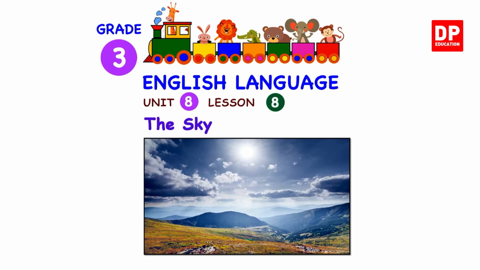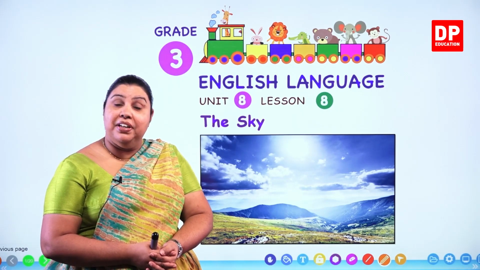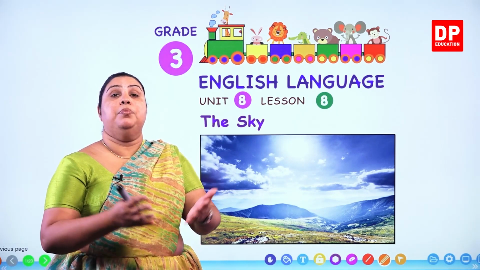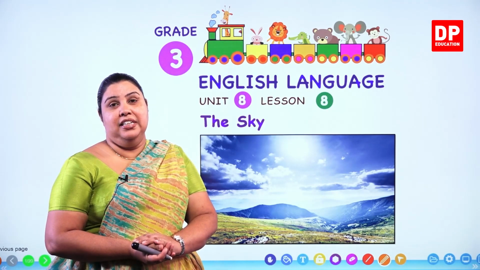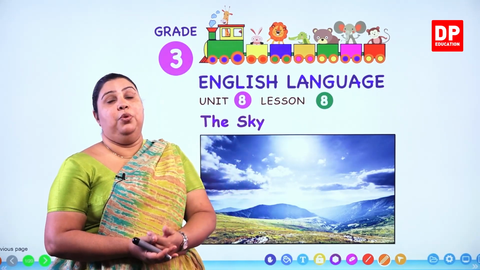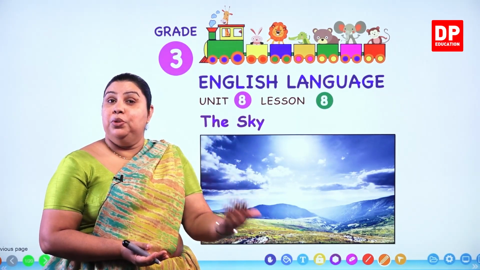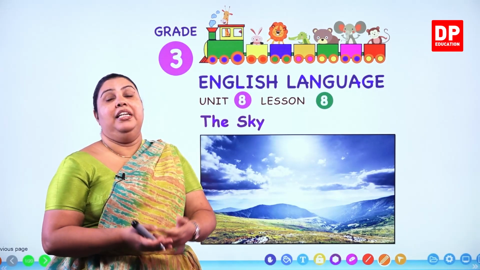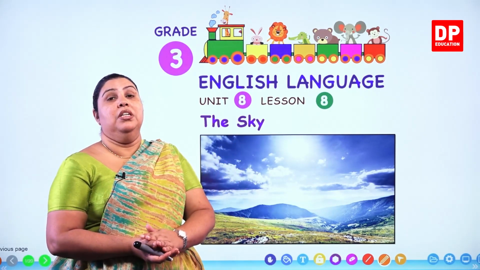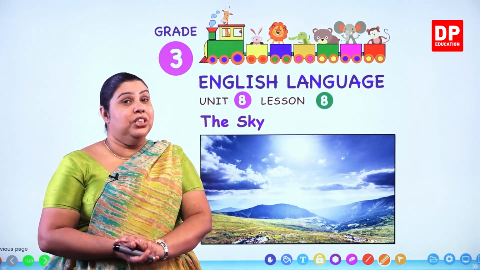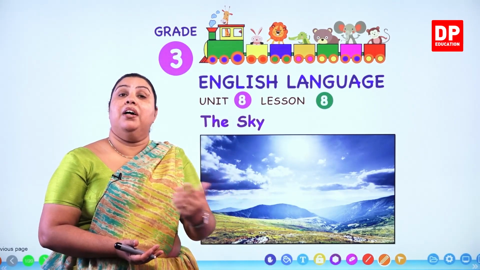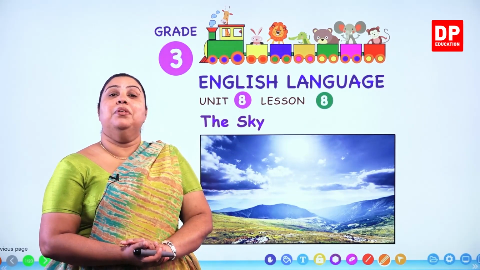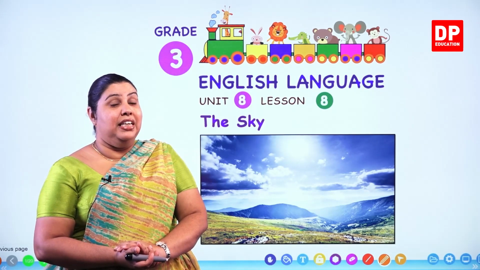Unit number 8, lesson number 8. We have completed 7 lessons. We have spoken about so many things. In lesson number 1, we spoke about the beautiful garden. Then in lesson number 2, we spoke about plants, trees and bushes. Lesson number 3, parts of a tree. Lesson number 4, let's make a seed grow.